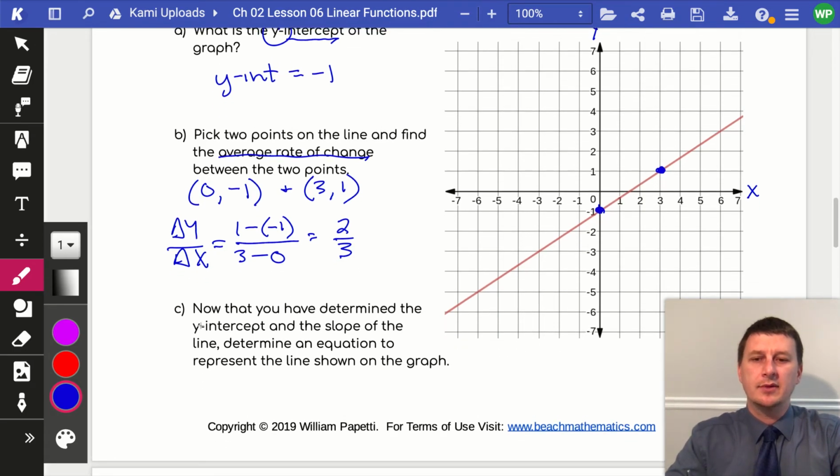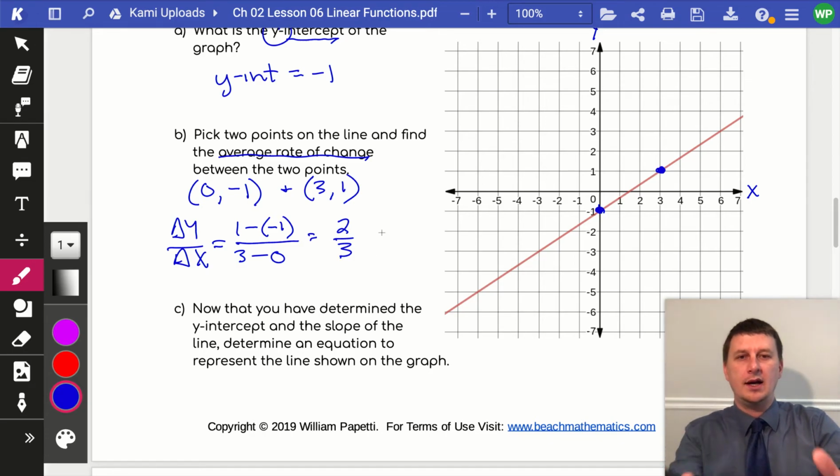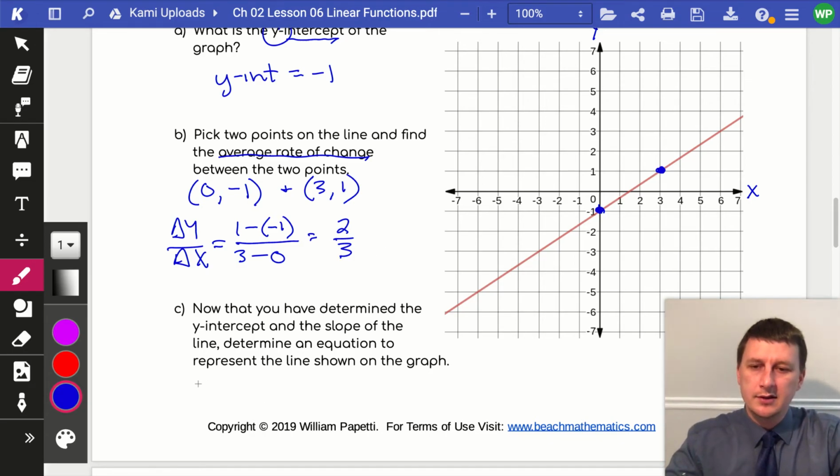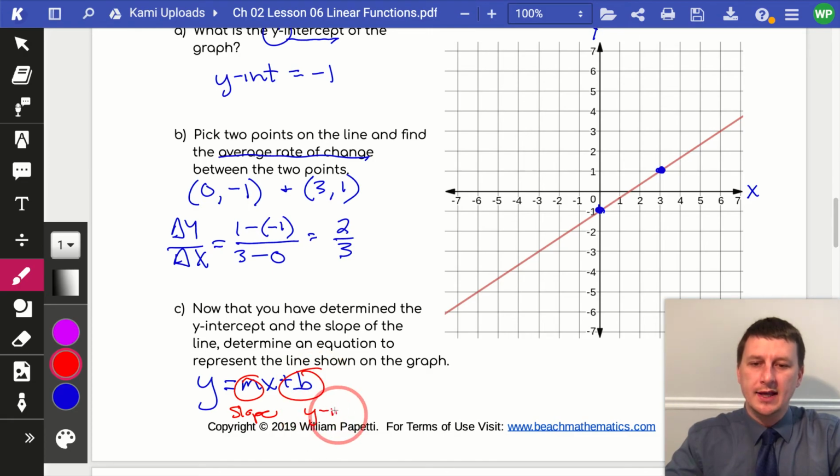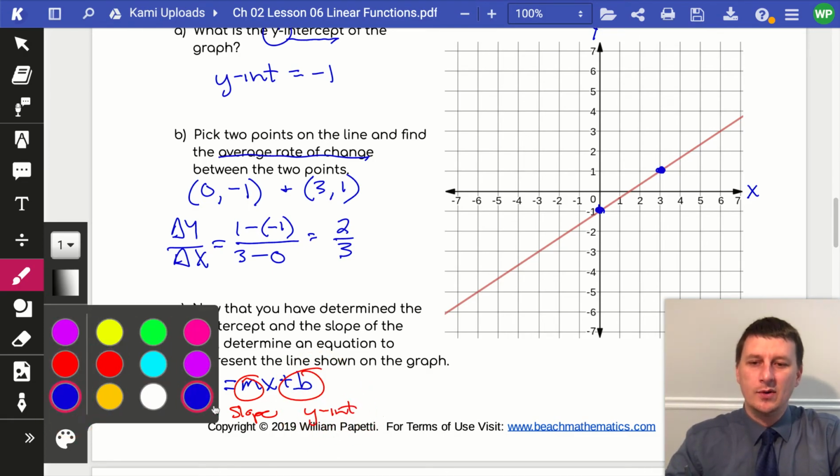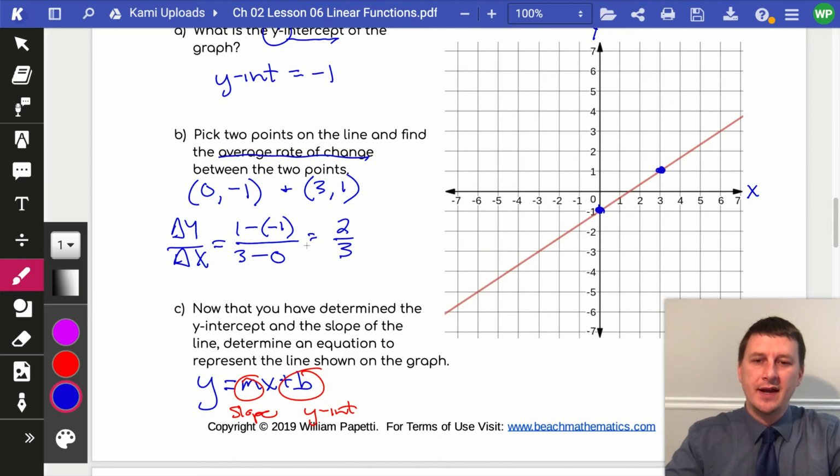And now that you have determined the y-intercept and the slope of the line, determine an equation to represent the line shown on the graph. Hold on a second. So remember that we learned in the very beginning of this lesson this formula y equals mx plus b, where m was the slope and b was the y-intercept. Now we know the slope. We just found the average rate of change, which is another way of saying slope, was 2 over 3. And we know our y-intercept is -1.